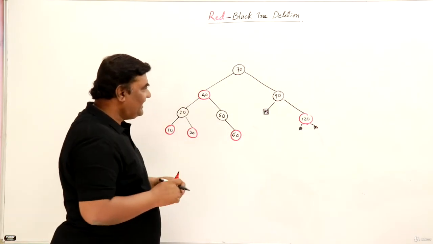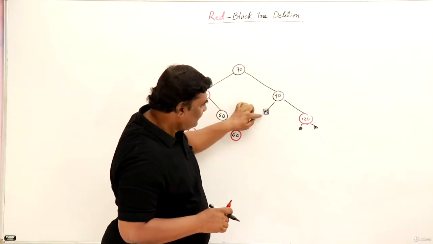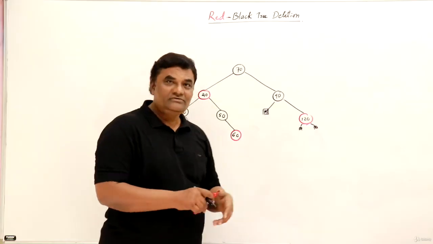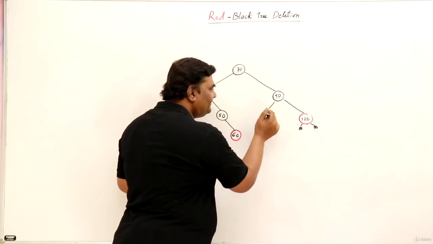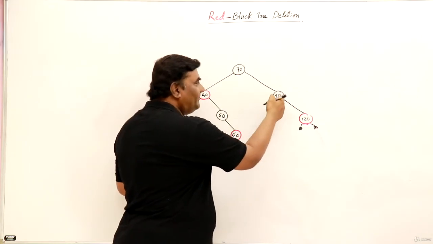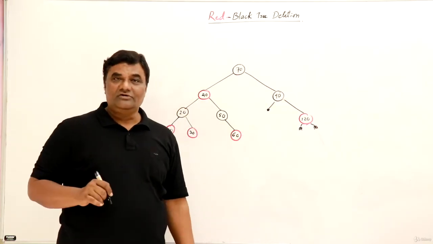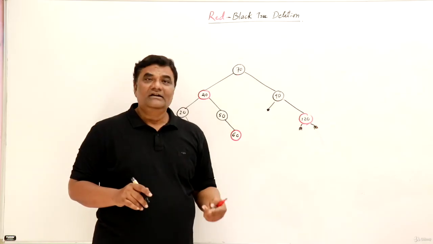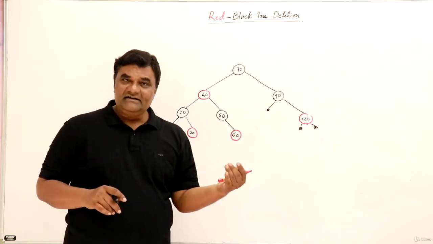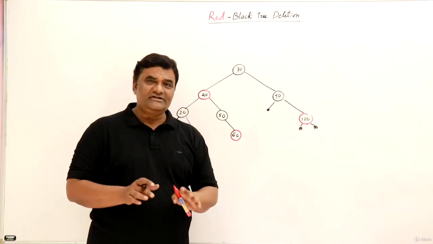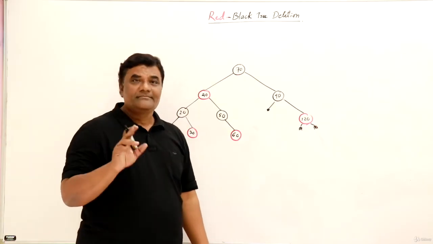Now count the number of blacks in this direction. 1, 2, 3. 1, 2, 3. Yes, 3 nodes are there. So this extra blackness is taken away by this node and that became red. This is what we do. Already I have shown you in the cases. If sibling is black, children are black, recolor. Otherwise rotation. Only in that case we will do recoloring.